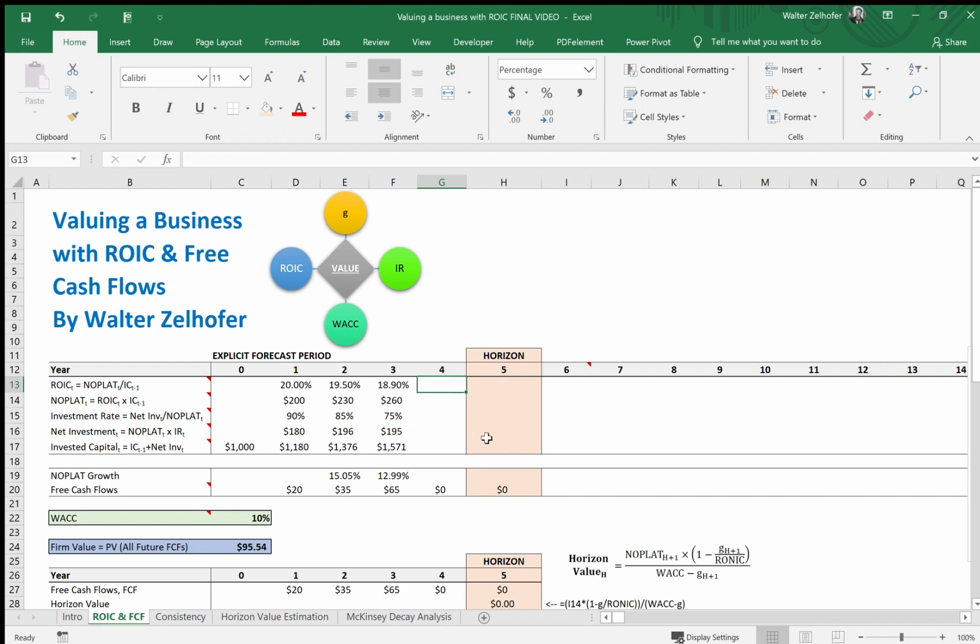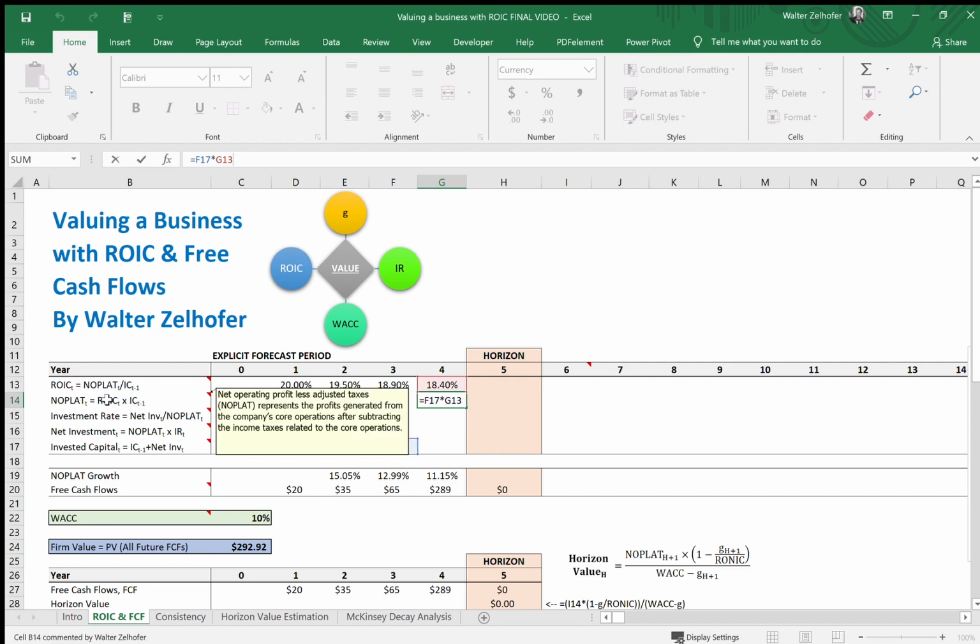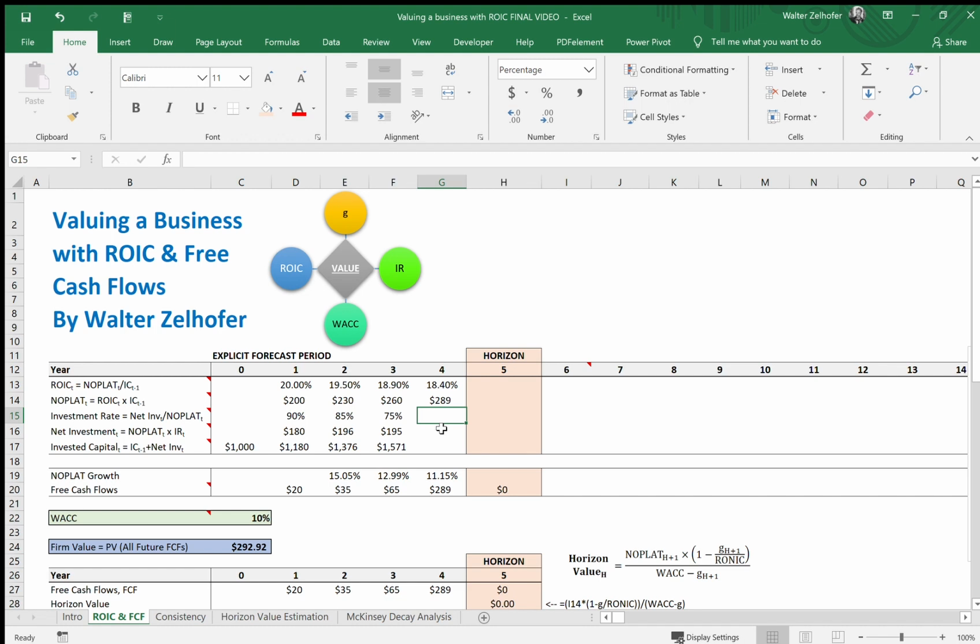Okay, continuing along here, let's say that the return on invested capital going forward drops to 18.4. The net operating profits after tax would be, of course, the prior year's invested capital, just like it says right here. The prior year's invested capital times the return on invested capital gives us the net operating profits after tax. And let's suppose that, for simplicity, this is 75%. So we continue to invest 75% of our operating income back into the business, which means that our invested capital will increase to 1,787 by the end of year 4.